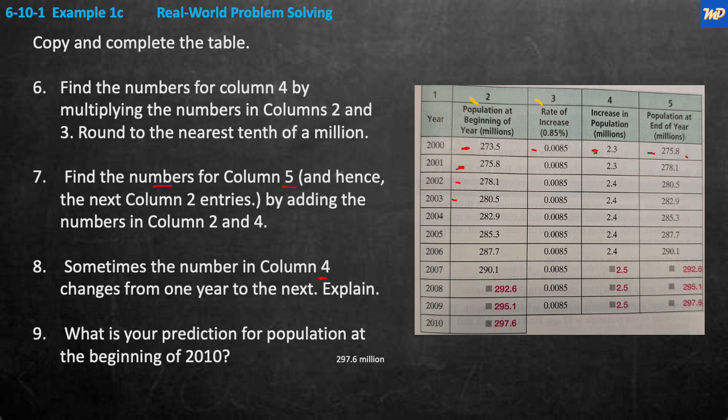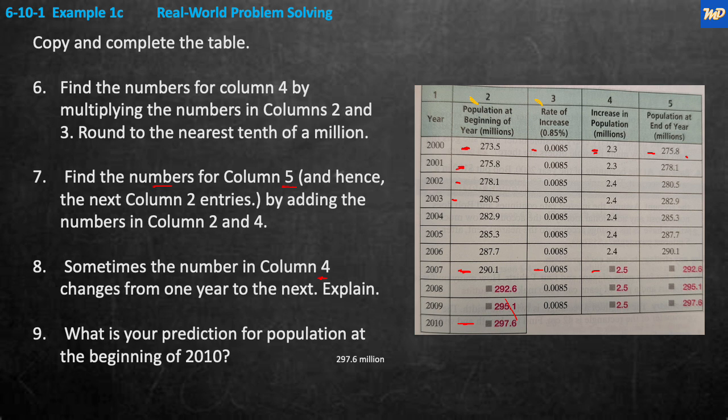So how do we find out? Going back, now it says, what is your prediction for the population at the beginning of year 2010? Well, here's 2010 way down here. They want to know what it is at the beginning of the year. How did we get the 297.6? Well, we took what it was at the beginning of 2007, which was 290.1. We multiplied it by 0.0085 right here, and we got 2.5 million people right here in column 4.